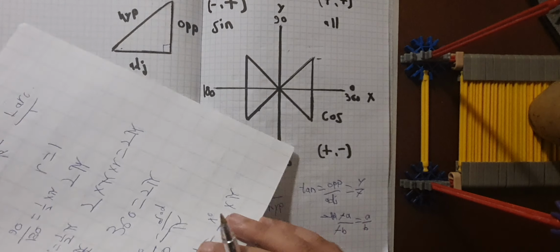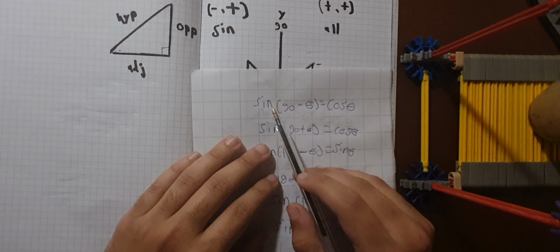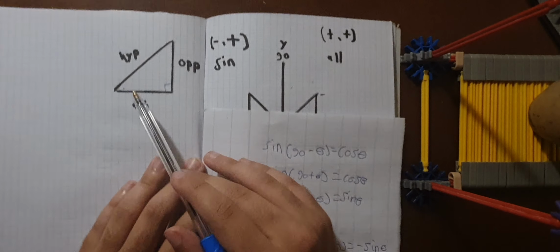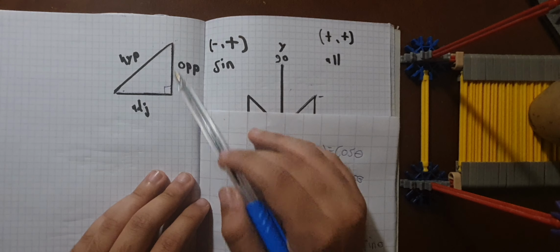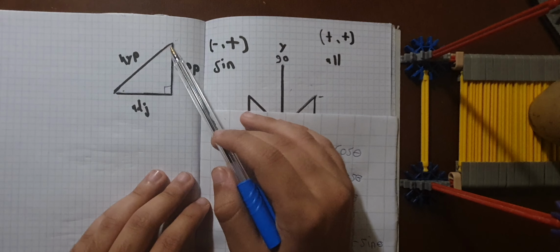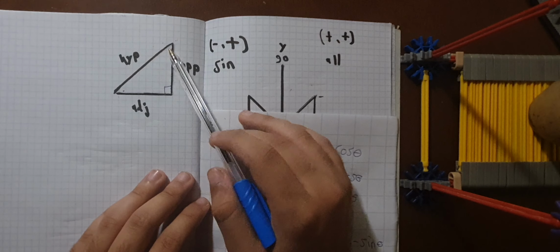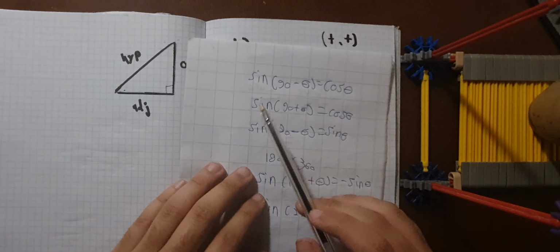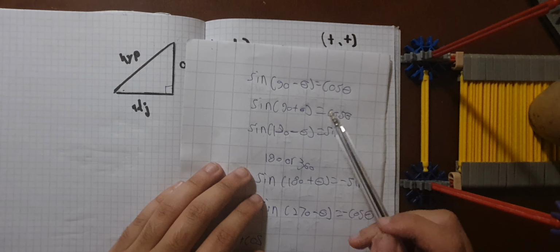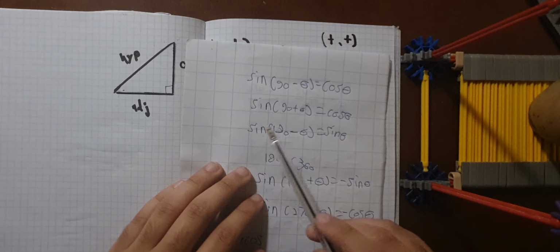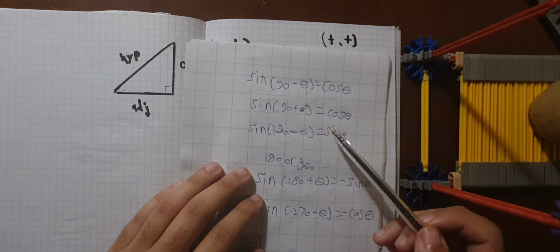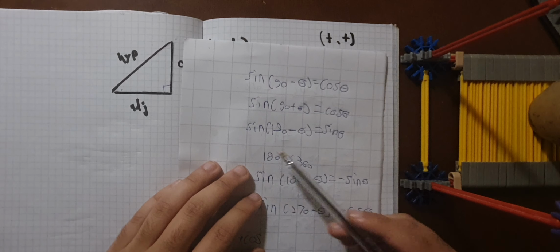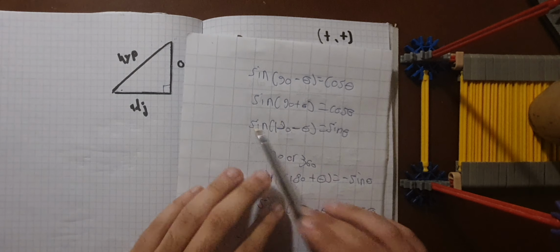Now, also in the previous video, we took that sine 90 minus theta is equal to cosine theta. Because look, this angle, the side opposite to it, is the same as the side that's opposite to this angle. And these two angles are complementary because of the right angle. And also sine 90 plus theta is also equal to cosine theta. But sine 180 minus theta is equal to sine theta. Why is that? Well, because when you have the angle 180 or 360, it stays the same, it doesn't flip.